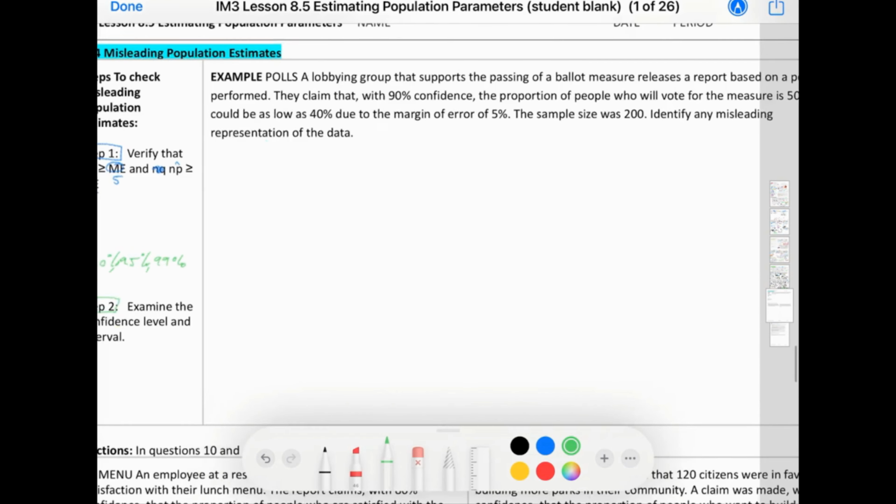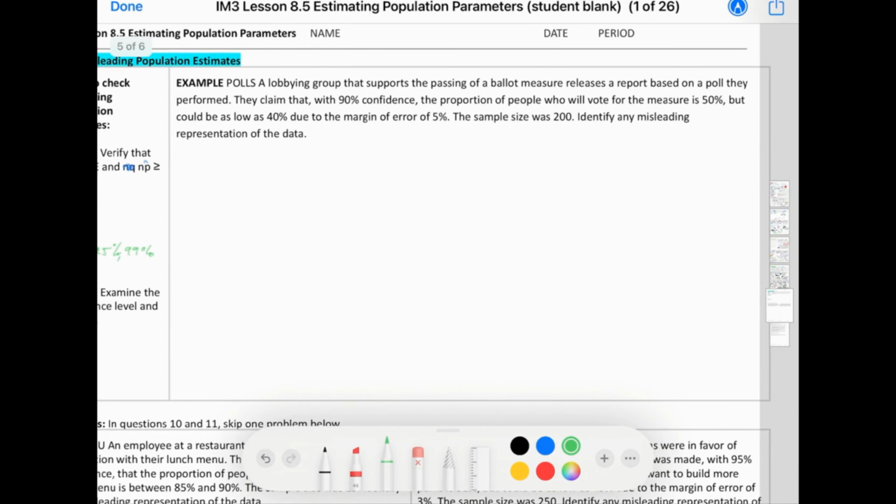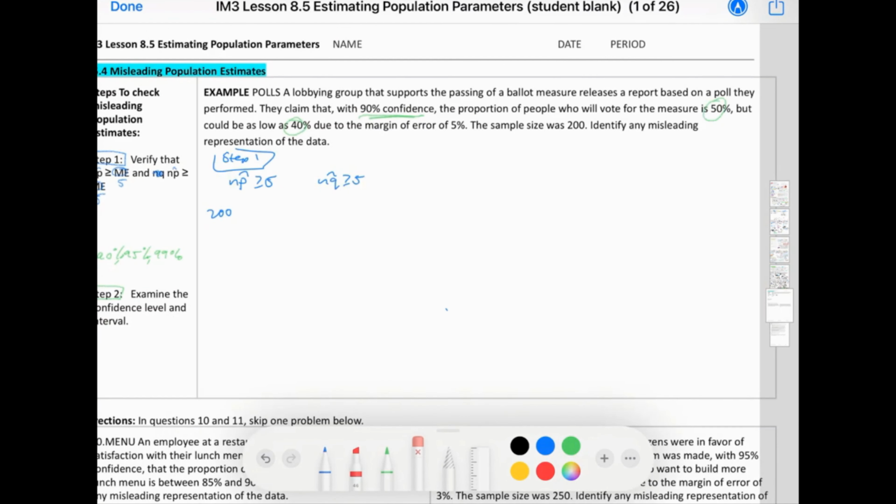A lobbying group that supports the passing of a ballot measure releases a report based on a poll they performed. They claimed with a 90% confidence the proportion of people who will vote for the measure is 50%, but could be as low as 40% due to the margin of error of 5%. The sample size was 200. Identify any misleading representation in the data.